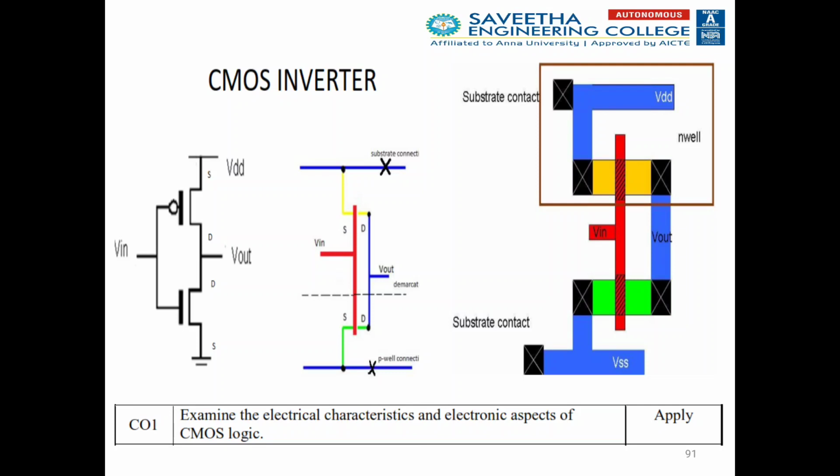Here red is nothing but the polysilicon layer, which is your input terminal. The output terminal should be short circuited with blue. The source of the PMOS should be connected to power, meaning the yellow color is connected to power, and the green color is connected to ground, so ground should be connected to your blue. That is the NMOS type of transistor. With the help of the stick diagram, you can refer to your layout diagram.